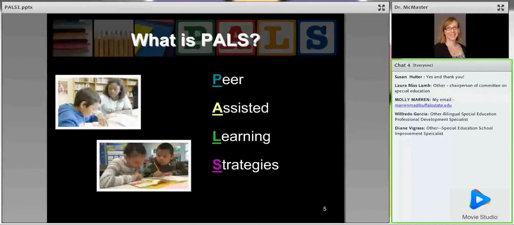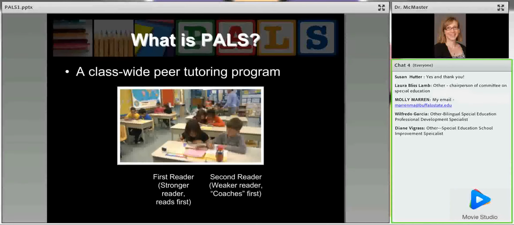And what's common across all of the PALS programs is that rather than working on just a set of skills on a certain amount of content, kids learn strategies that they can apply to pretty much any reading material that they encounter. So the idea is that they learn strategies that can help them be successful beyond the actual PALS activity. And PALS is a class-wide peer tutoring program.